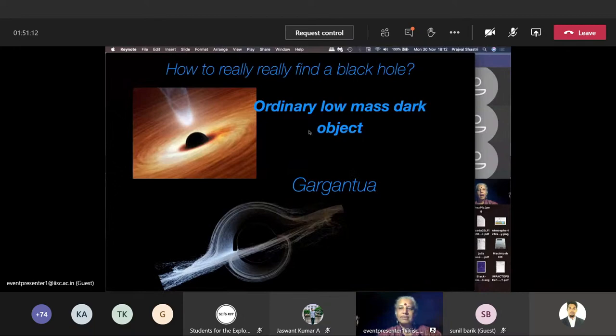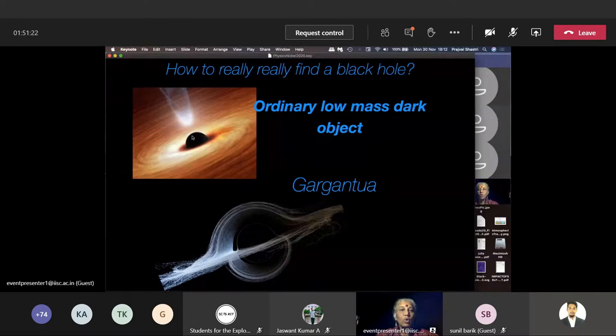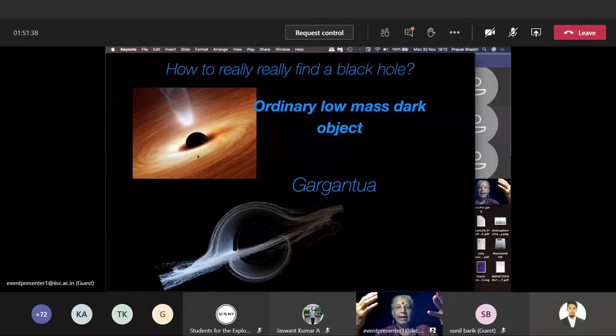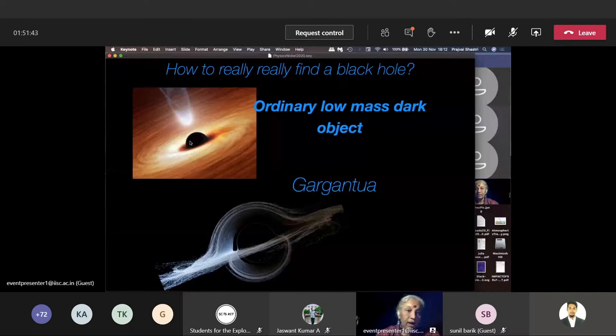But that said, the question still remains, how to really, really find a black hole? So suppose you have a relatively low mass dark object, and some stuff approaches very close to it, it would be attracted by that gravitational force, and it would start swirling into it and get heated and therefore shine. And if it did that, and I'm saying this is a hypothetical dark object, you would see the silhouette of this object against that light.